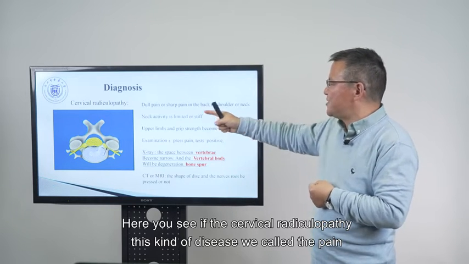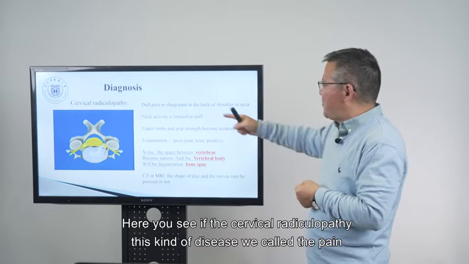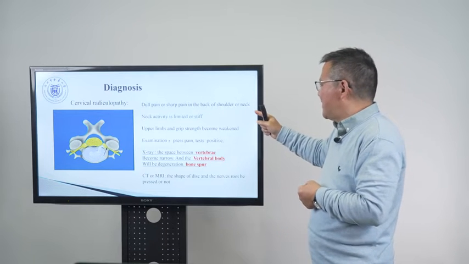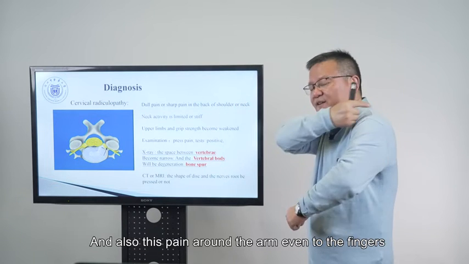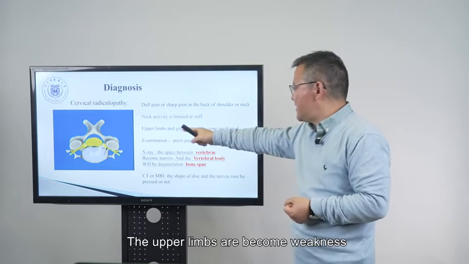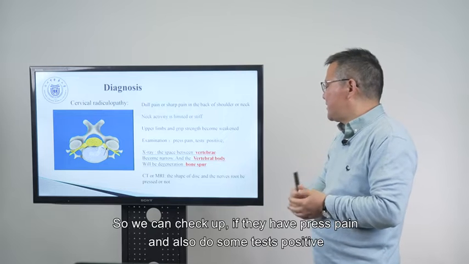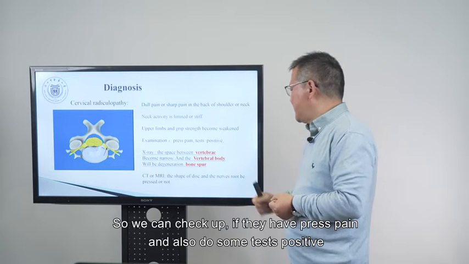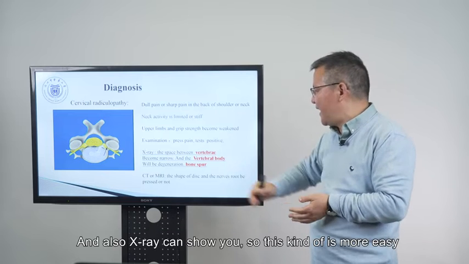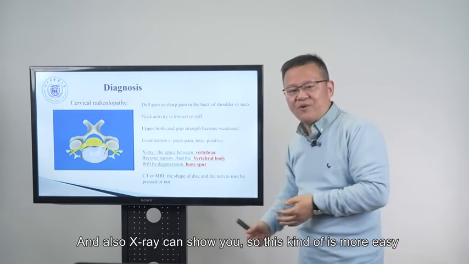Here you see, for cervical radiculopathy, the main symptom is pain. Dull pain or sharp pain in the back of the shoulder or neck, and this pain can radiate around the arm, even to the fingers. You see, the upper limbs become weak. So we can check, and also do some tests, which are positive. And X-ray can also show it. So this kind is easier.